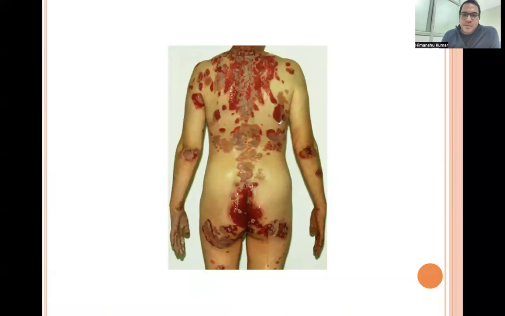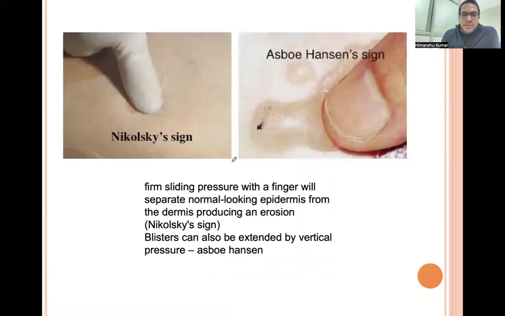Now, this is a more severe case of pemphigus. We see widespread erosions, very bright red erosions, and then some blisters, some bulla in between. Now, these are also very important from an exam point of view. There's two common signs we do in a pemphigus patient. One is Nikolsky, the second is Asboe-Hansen.